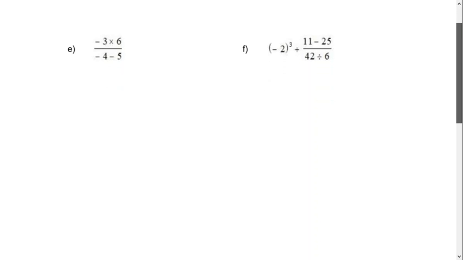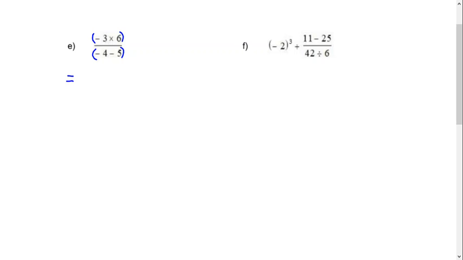The last two examples involve some fractions. Remember, a fraction is just another way to write division. And when we have a fraction, we want to simplify what's in the numerator first, then simplify what's in our denominator, and then do the division. So treat your numerator as an expression in brackets and your denominator as an expression in brackets. So that's why we do that first. So negative 3 times 6 gives us negative 18. Negative 4 take away 5 is negative 9. And now we can do our division. Negative 18 divided by negative 9 will give us positive 2.